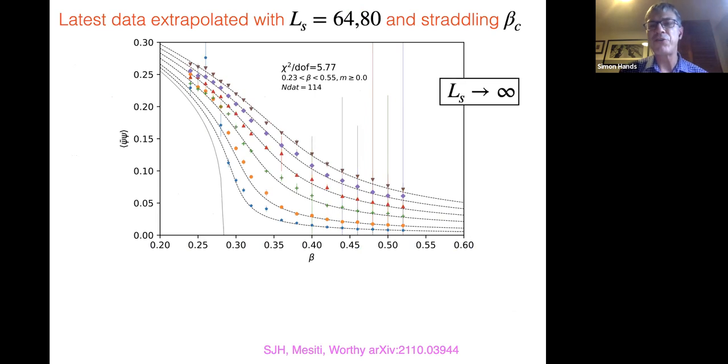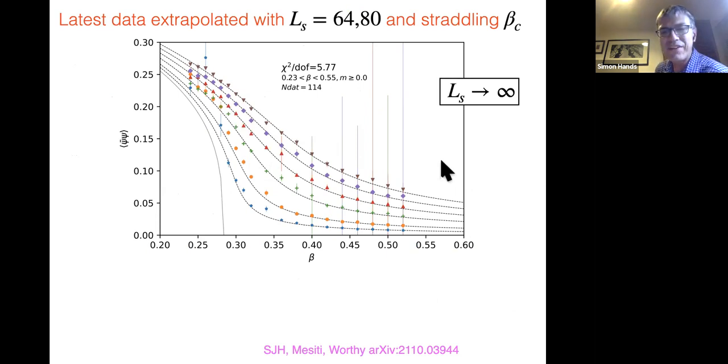But here's where we've got to. This is still preliminary, but it's taking into account data now taken on values of LS as high as 80 and on both sides of the putative critical point. What I'm plotting here is the condensate as a function of inverse coupling for different mass values. The different colors here correspond to different mass values.